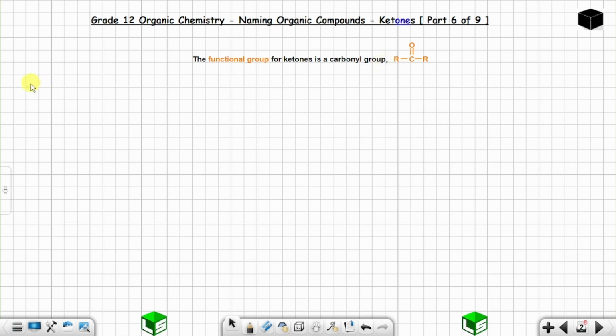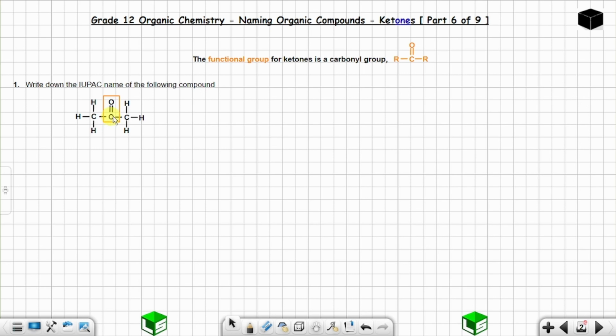Okay, so let's answer some questions. Question 1. Write down the IUPAC name of the following compound. Okay, this is the compound. You can see you have the carbonyl group. This is the carbonyl group.